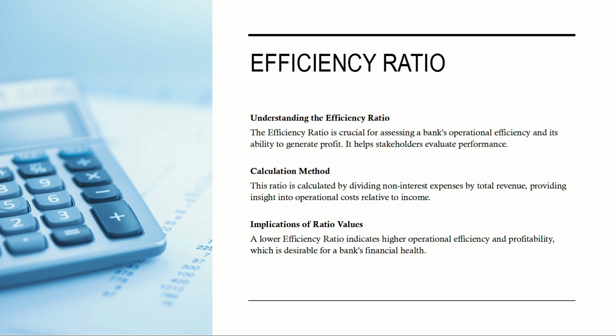Efficiency ratio. Understanding the efficiency ratio. The efficiency ratio is crucial for assessing a bank's operational efficiency and its ability to generate profit. It helps stakeholders evaluate performance. Calculation method. This ratio is calculated by dividing non-interest expenses by total revenue, providing insight into operational costs relative to income. Implications of ratio values. A lower efficiency ratio indicates higher operational efficiency and profitability, which is desirable for a bank's financial health.